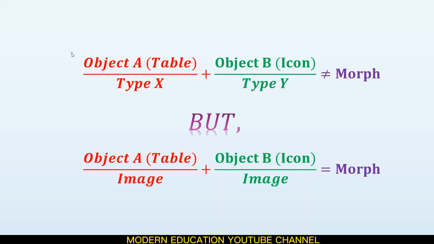Now, returning to my initial example, if at one moment in time you see a table and the format is table, and you see an icon and the format is graphic or image, then logically the morph won't be possible. But at a second moment in time, if you see a table but the type is not table anymore, it has been converted to an image, and the icon is an image, then the morph will be possible.